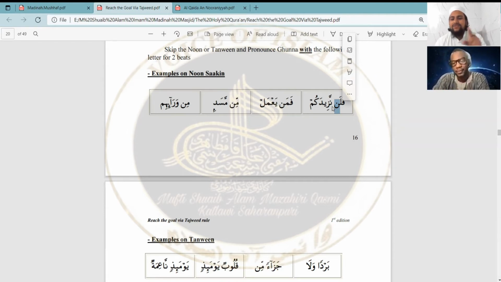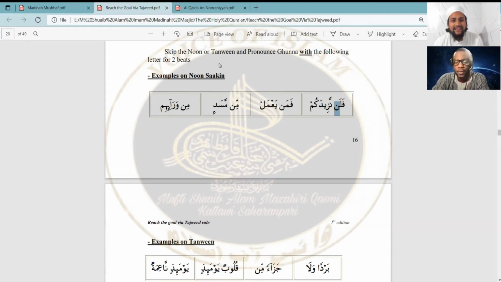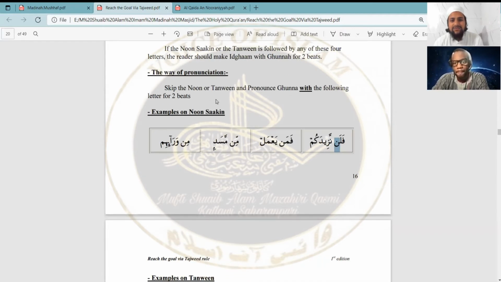We have entered this noon into the mutaharrik one. So we are not reading this noon. We are reading gunna instead of this noon. We are pronouncing gunna instead of this noon. Falan nazidakum. Okay? That is, skip the noon or tanween and pronounce gunna with the following letter for 2 beats.